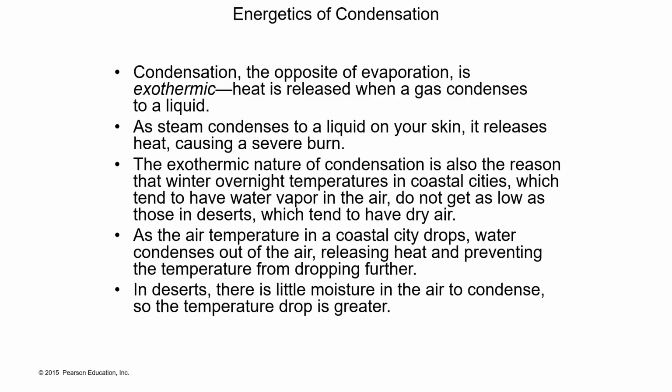The exothermic nature of condensation is also the reason that winter overnight temperatures in coastal cities, which tend to have water vapor in the air, do not get as low as those in deserts, which tend to have dry air. As the air temperature in a coastal city drops, water condenses out of the air, releasing heat and preventing the temperature from dropping further. In deserts, there's little moisture in the air to condense, so the temperature drop is greater.